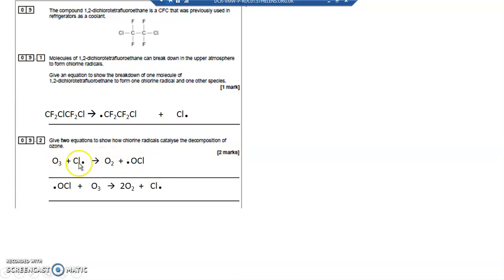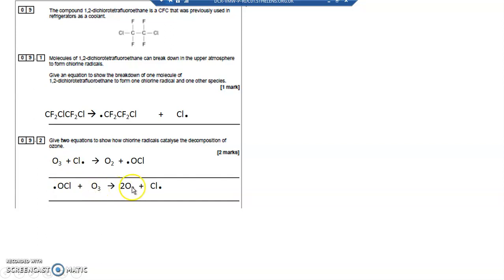So it forms O2, and then you just have to work out what's left over. There's one O left over, there's a Cl left over, and there's a dot. The dot is actually on the oxygen, so that's where the unbonded electron goes. Then this is going to react again. Any radicals react again, they're very, very reactive. So OCl reacts with even more ozone. That's why it produces a hole in the ozone layer, because it carries on reacting.